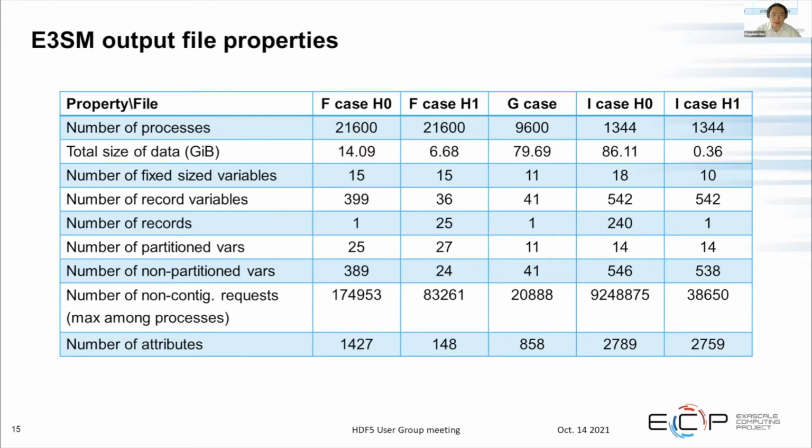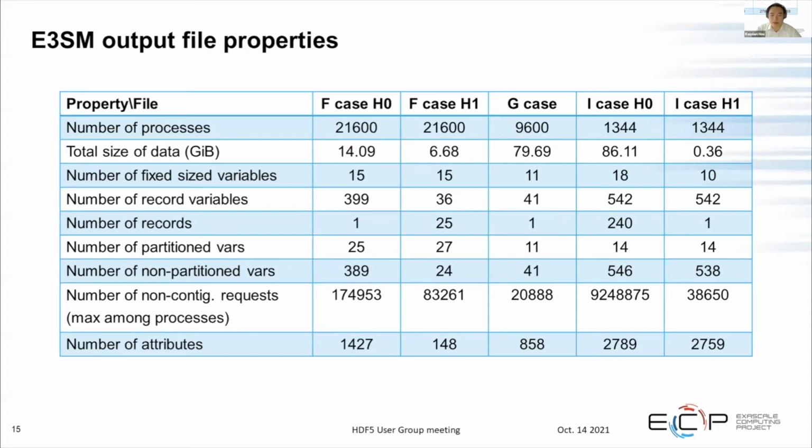The oceanic component, referred to as the G case, runs on 9,600 processes. It writes 1 file containing 11 fixed-sized variables and 41 record variables with only 1 record, totaling about 80 gigabytes.